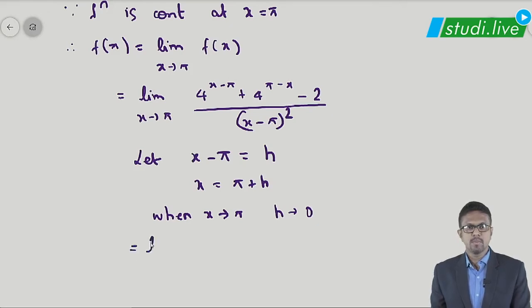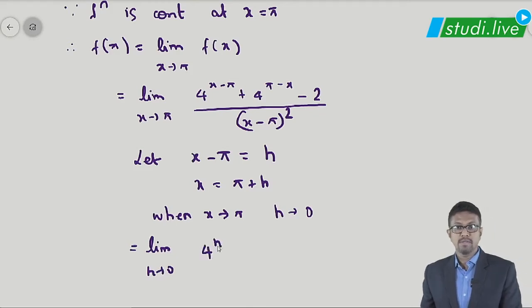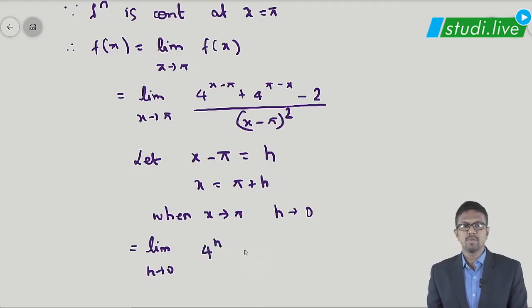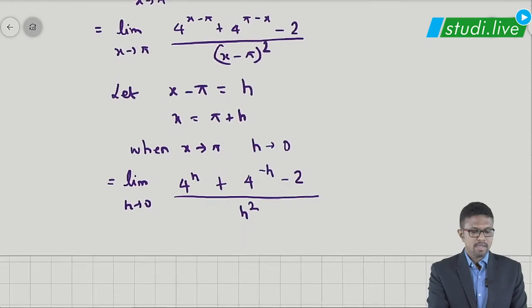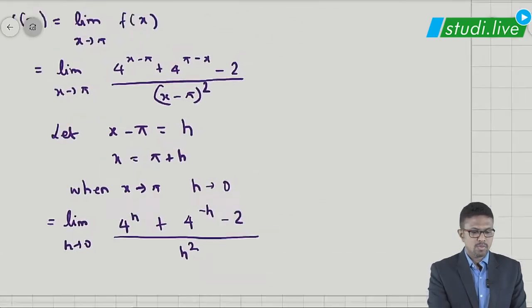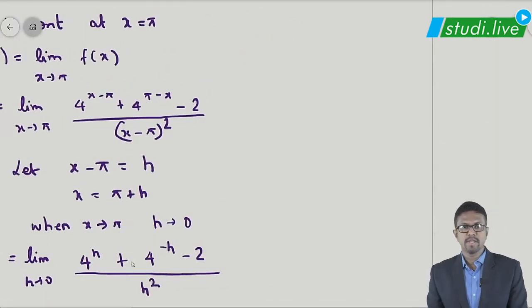So this is now going to be limit when h tends to 0, 4 raised to h, correct? So x minus pi is equal to h. But what is pi minus x then? Obviously that will be minus h, upon h square. So a little changes over here. Instead of writing 4 raised to minus h, let us write it as 1 upon 4 raised to h.